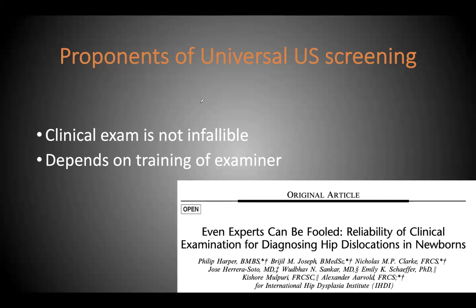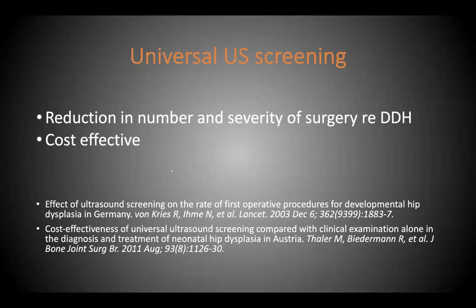And the proponents of the universal ultrasound screening suggest that clinical examination is not infallible. And there is this very nice publication in JPO, which is titled "Even Experts Can Be Fooled." So they have taken all senior pediatric orthopedic surgeons and asked them to clinically examine patients who had dislocated or dysplastic hips, and a lot of them missed significant examination findings. So clinical examination cannot be solely relied upon to diagnose hip dysplasia, because a lot of hip dysplasia is silent, and it also depends a lot on the training of the examiner.